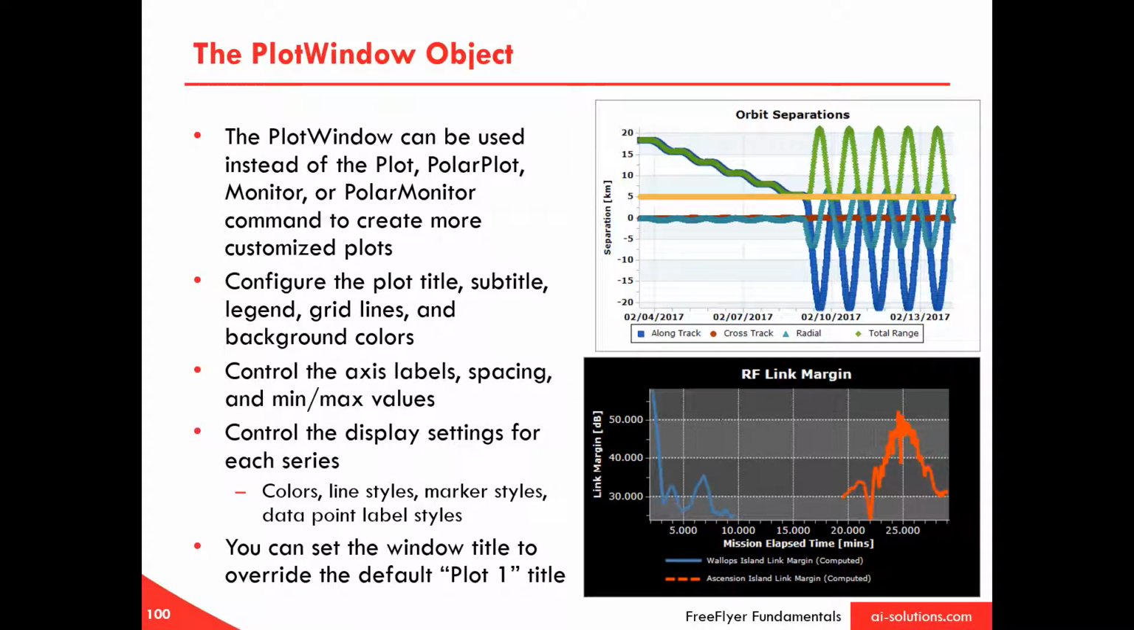The plot window object can be used in place of the plot command, polar plot, monitor, or polar monitor commands to let you create much more customized plots. You can configure the plot title and subtitle, settings for the legend and the plot grid lines and the background colors. You can also control everything about the axis labels, spacing, the minimum maximum values shown on the plot, and then for each series in the plot you can control the color, line style, marker style, and also set custom labels to be drawn on each data point. The screenshots shown here give you an idea of how much control you have over customizing the look and feel of your plots.